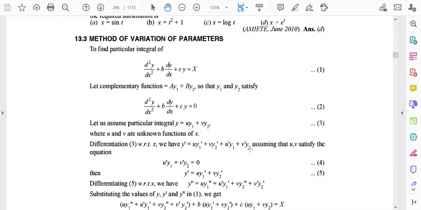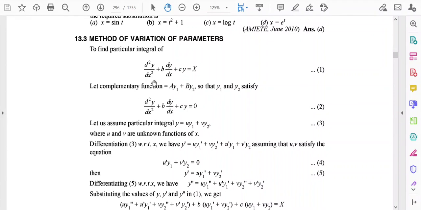In this lecture, we will learn to find the particular integral by a different method. This method is sometimes known as the method of variation of parameters, and in some books it is also called the Wronskian method to find the value of the particular integral.